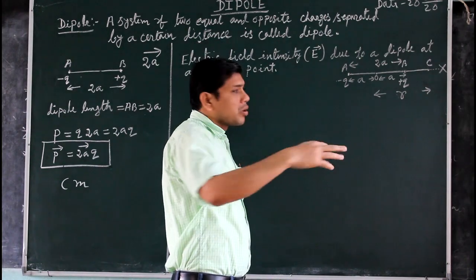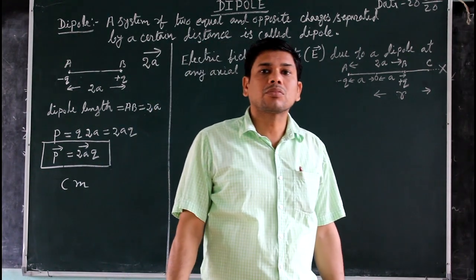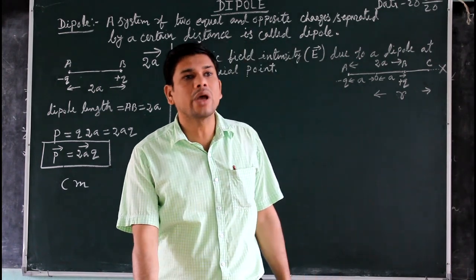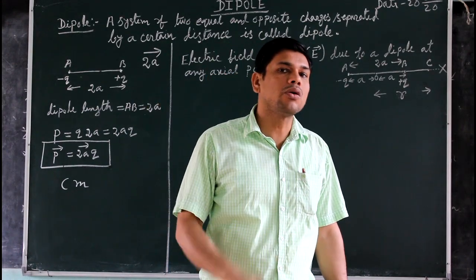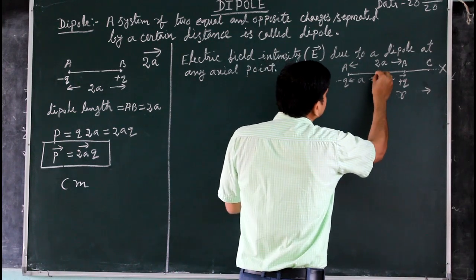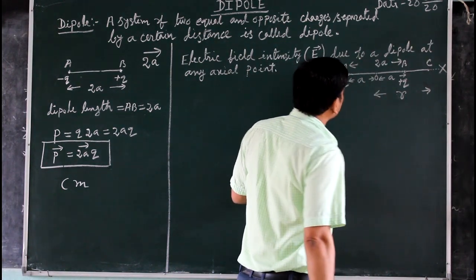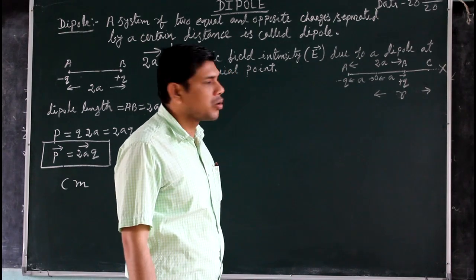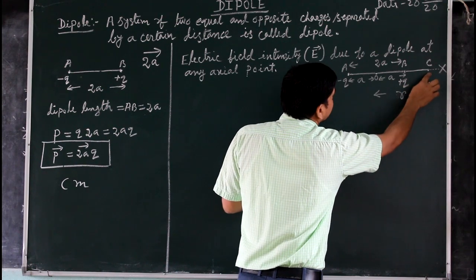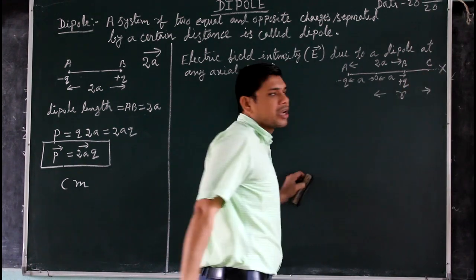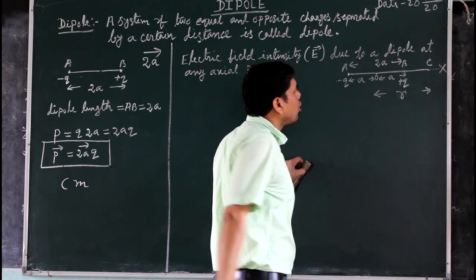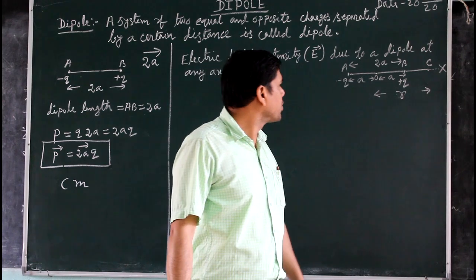Yesterday I told you how to write the electric field intensity due to a point charge. That formula we have to use here. First, we consider that the center point of this dipole is denoted by O, and that point C, where we have to find the electric field intensity, is at a distance r from the center O of this dipole.